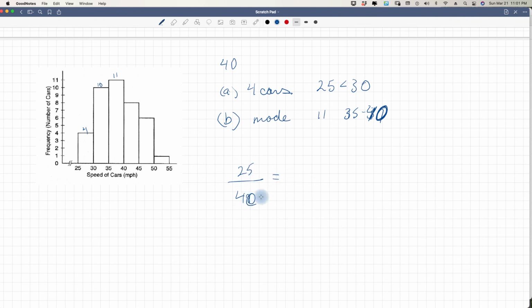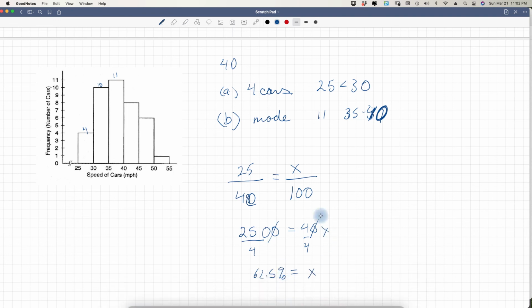So we just set that up in our percentage. 25 out of 40. We don't know what that percentage is, but it's over 100 because that's how you set up a percent. 25 times 100 is 2500 equals 40x. And then we just divide. First you can reduce both sides by 10, which will make that division a little bit easier. Then we'll divide both sides by 4. And that will be 62.5 equals the percentage. So 62.5% of cars drove less than 40 miles an hour.